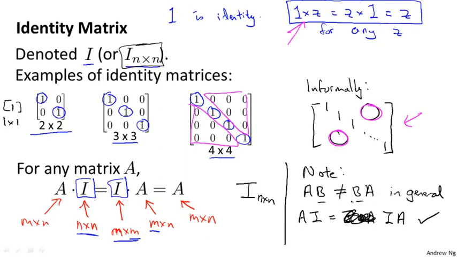So that's it for the properties of matrix multiplication and special matrices like the identity matrix that I wanted to tell you about. In the next and final video on our linear algebra review, I'm going to quickly tell you about a couple of special matrix operations, and after that you'll have everything you need to know about linear algebra for this class.